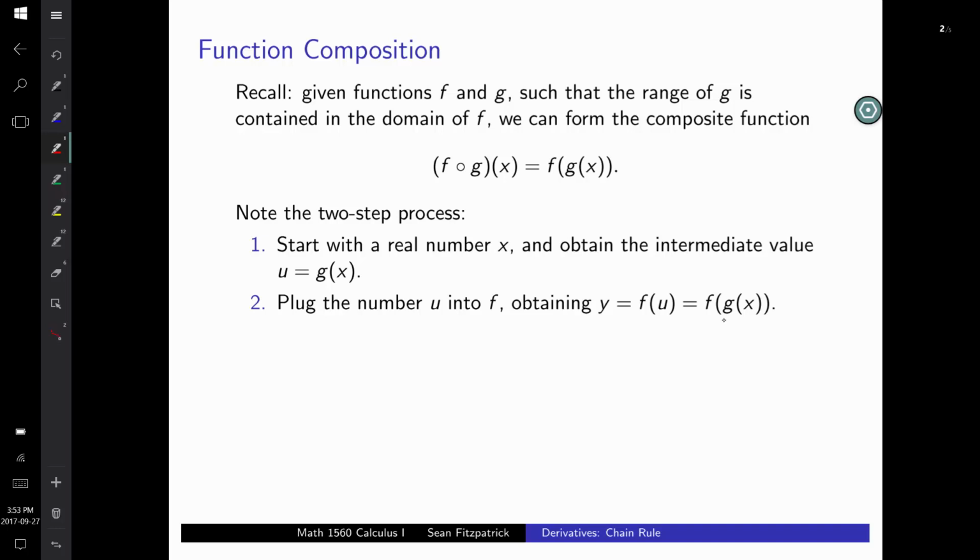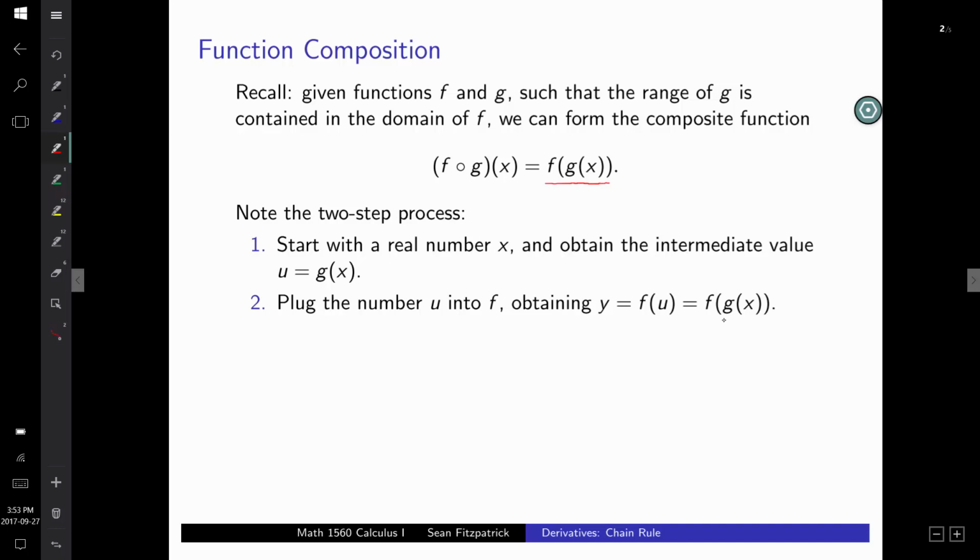Like I said, the chain rule has to do with function composition, right? Anytime you plug one function into another. One of the skills you're going to need to do the chain rule is to be able to recognize this sort of function composition and figure out what the two component functions are that are being put together to form this composite function. Now, one of the things you want to keep in mind when you're doing function composition is that you really have two steps involved.